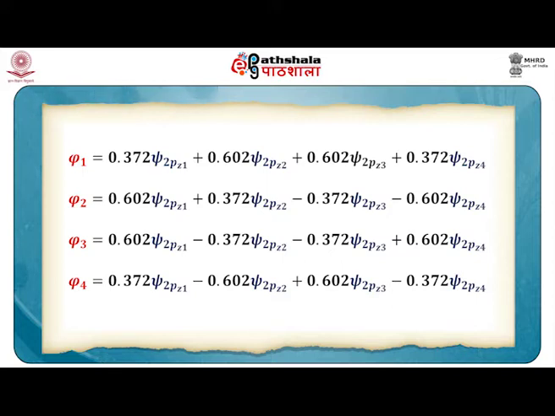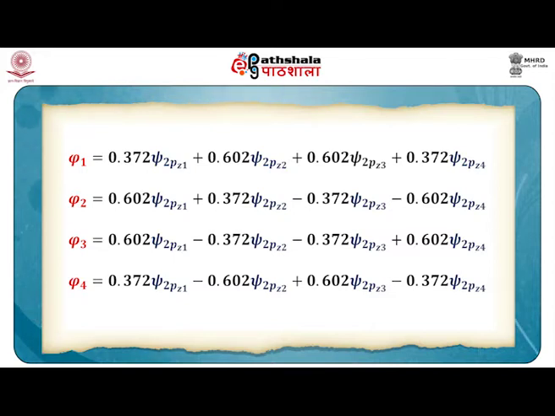Since this is the molecular orbital 1, therefore 0.372 can also be designated as C11. Similarly, 0.602 will be C12, that means the coefficient of the molecular orbital 1 on carbon atom 2. Similarly, 0.602 will be C13, and lastly 0.372 will be the coefficient of the molecular orbital 1 on carbon atom 4, that means C14. And the same thing can be extrapolated to other molecular orbitals as shown here.